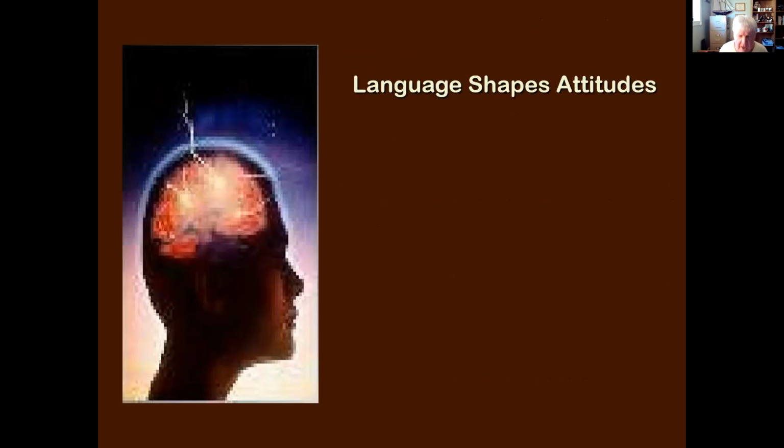Language shapes attitudes. When we name somebody something, it shapes an attitude. Your name probably comes from a unique approach your parents had, or from naming you after another relative. It has meaning, and it's important. And how we talk to people, how we label people, is very, very critical.